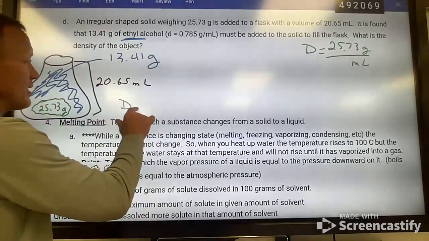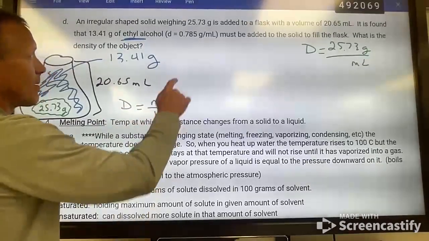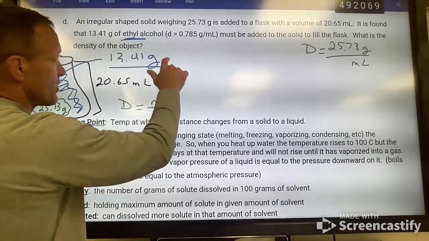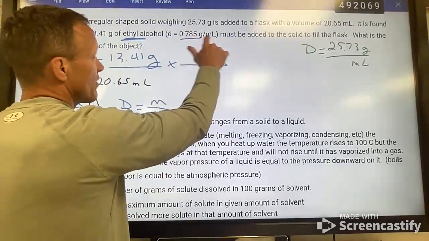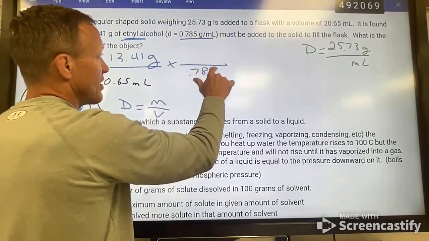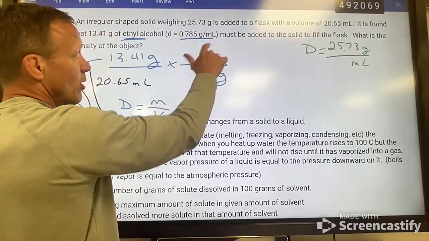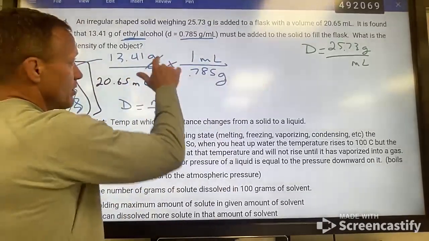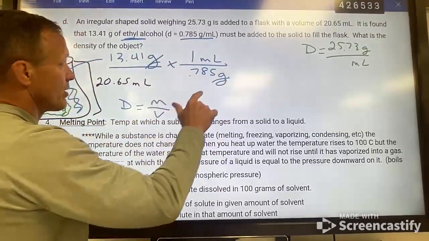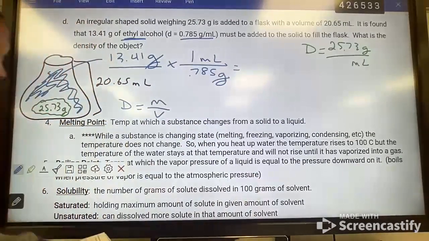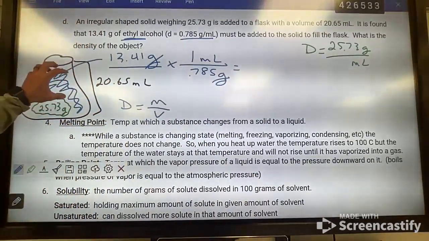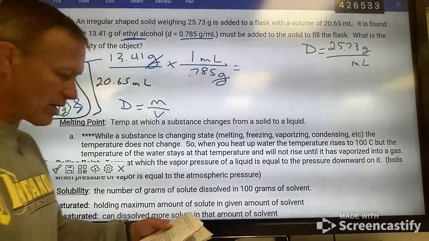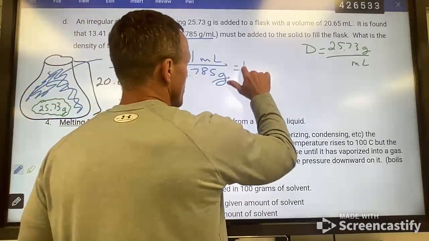You know, I could go D equals M over V, plug in the density right there, plug in the mass right there, or I can just do a little dimensional analysis and go, okay, this is 0.785 grams per 1 milliliter. I put grams in the bottom so my labels cancel. So I'm taking 13.41 divided by 0.785, which will tell us how much space, how many milliliters of space just this liquid takes up out of the 20.65 that's in there. So that ends up being about 17.08 milliliters of alcohol.